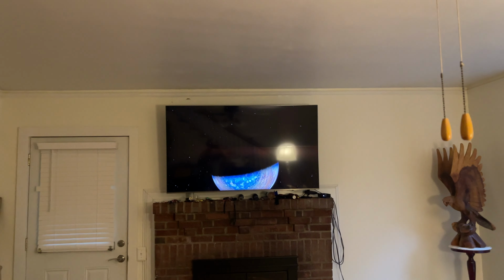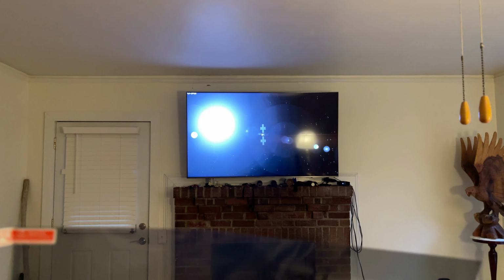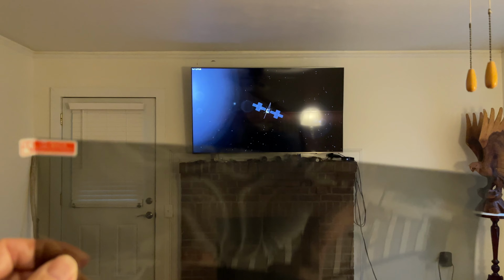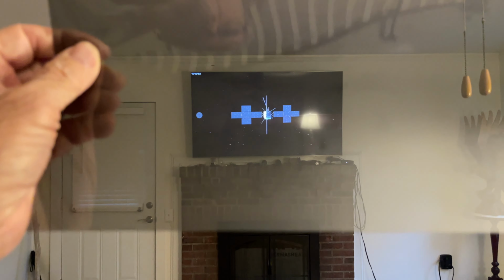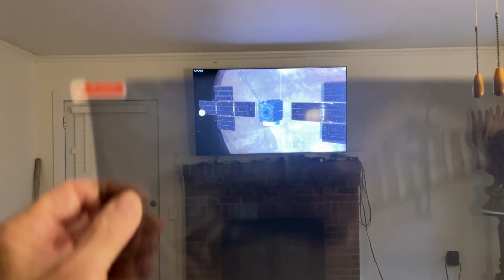I'm going to look at the TV, a Samsung 65-inch, with the sheet oriented landscape just like the TV. But now watch what happens if I rotate it vertical. Almost totally blocks it out. No question that light coming off the TV is polarized.